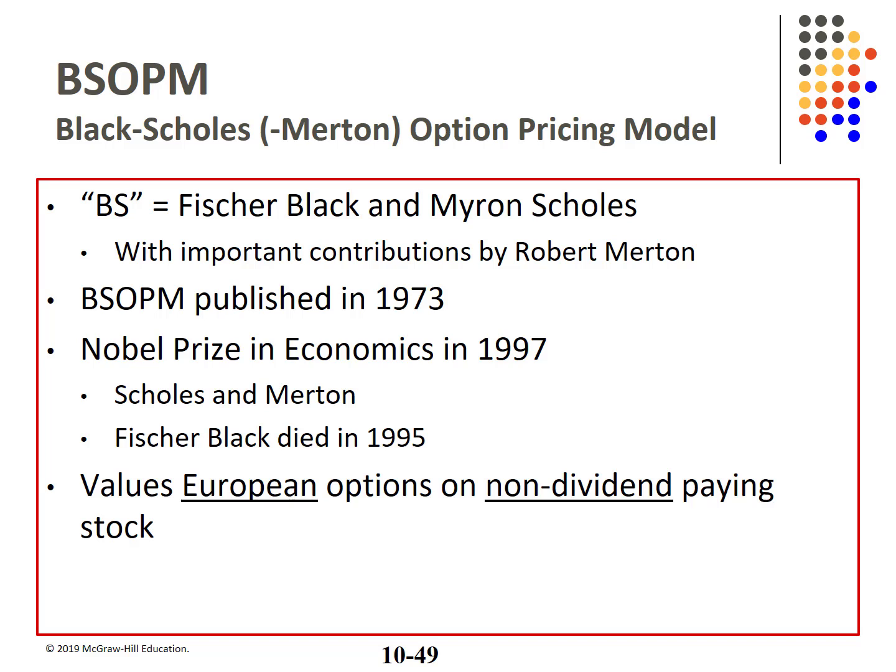Scholes and Merton won the Nobel Prize in Economics in 1997. Fischer Black had died in 1995. The Black-Scholes option pricing model values European options on non-dividend paying stock. The European part is important since these can only be exercised at expiration, making the valuation easier. But there are extensions to the model to accommodate American options and dividends.